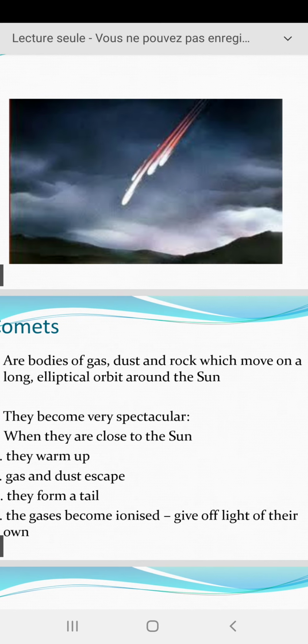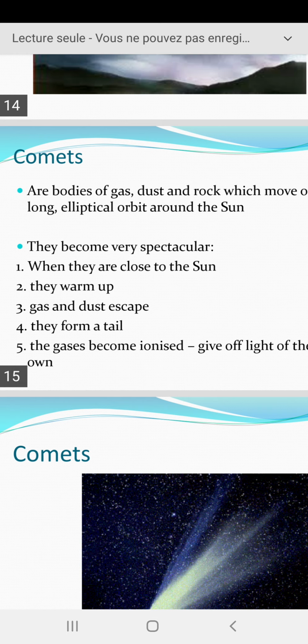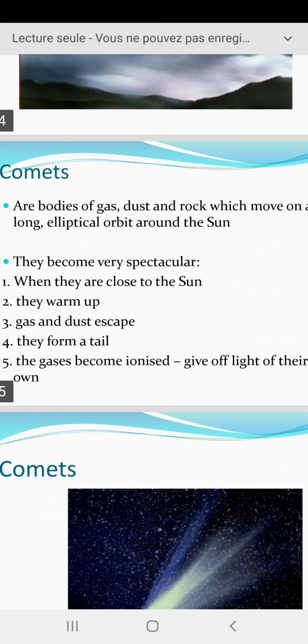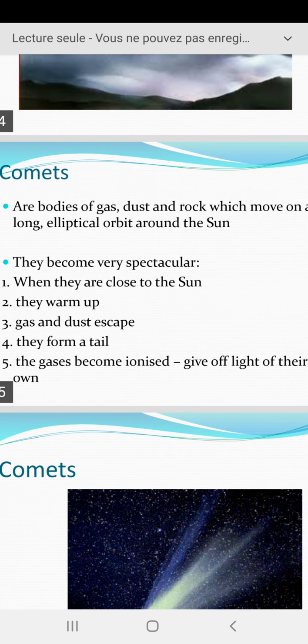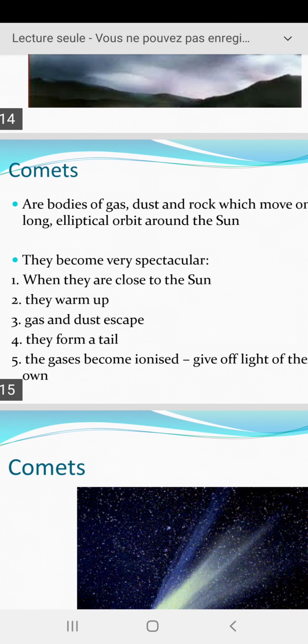Now the next picture shows a comet. What is a comet? It is a body of gas, dust and rock which moves on a long elliptical orbit around the sun. They become very spectacular when they are close to the sun.